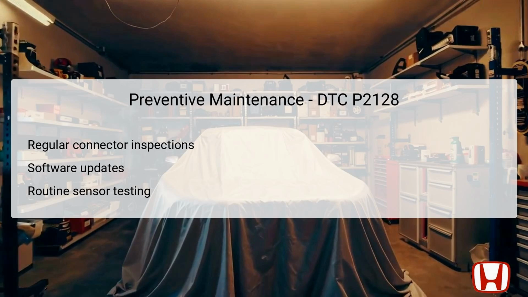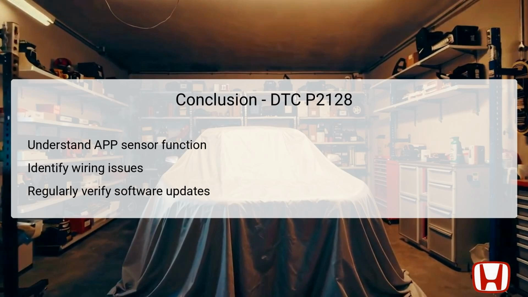Additionally, drivers should monitor any changes in vehicle performance and address unusual symptoms immediately to maintain optimal engine functionality. In conclusion, understanding the role of the APP sensor and its relation to DTC P2128 is crucial for effective troubleshooting and repairs. The APP sensor plays a vital part in determining engine performance, and issues around its signaling can lead to a variety of symptoms impacting vehicle usability.